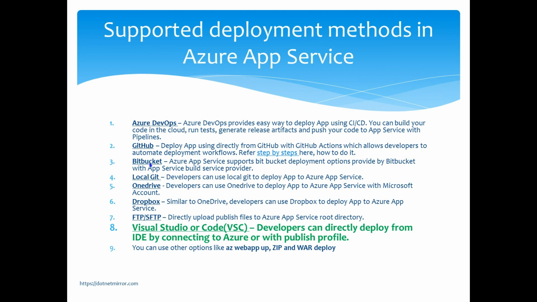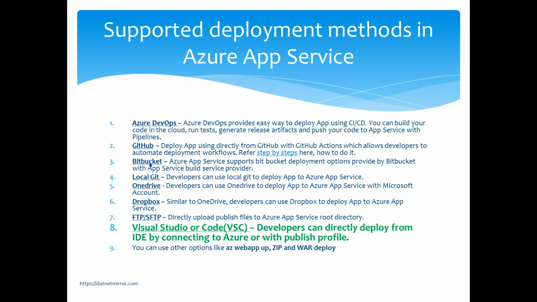Second one is GitHub. You can easily configure GitHub Actions, and with the GitHub workflows, you can deploy to the Azure App Service. There are other options like Bitbucket, local Git, and OneDrive, right? You can do those as well. And the next one is Dropbox, which is similar to OneDrive, where you can deploy your files from Dropbox to the Azure App Service.